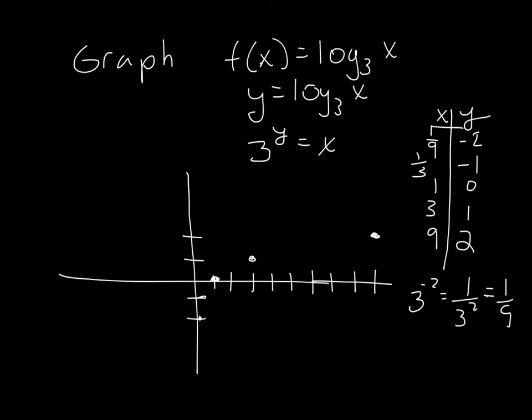And that's it. The graph's going to look like this. You're going to have an asymptote now. Your asymptote is going to be the y-axis here. This thing's coming closer and closer to here, but it never can cross over that spot down there.